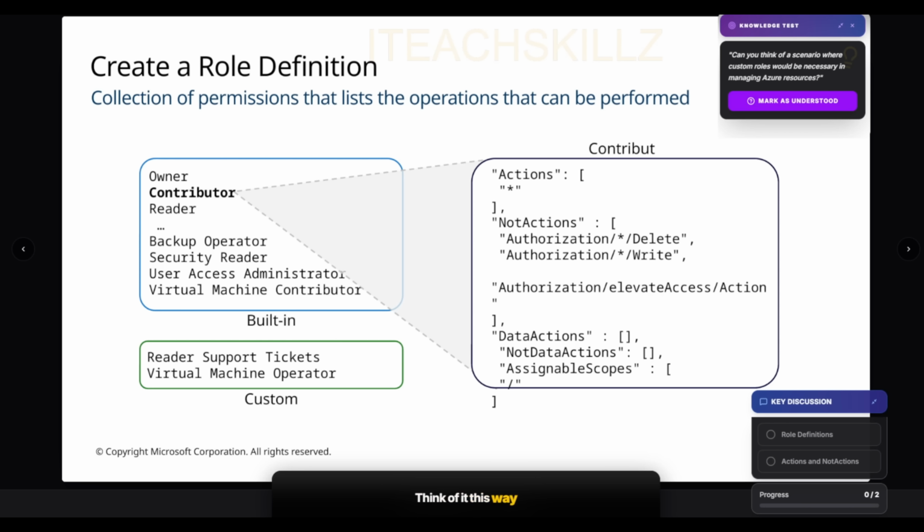Think of it this way. Role definitions in Azure are like the rulebooks that tell you who can do what. We have specific roles like owner or contributor with varying levels of permissions to perform operations, and even custom ones where we can decide our own set of actions. Now let's explore how these permissions work. They allow certain actions while explicitly denying others through not actions, ensuring security by limiting unauthorized changes.